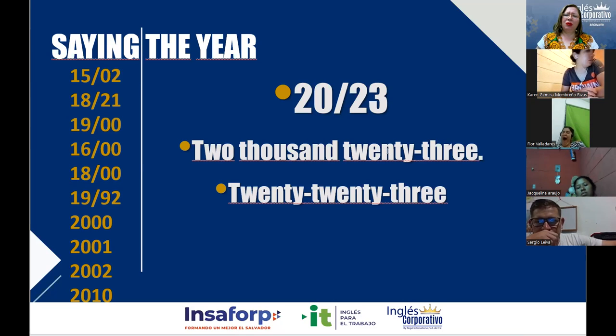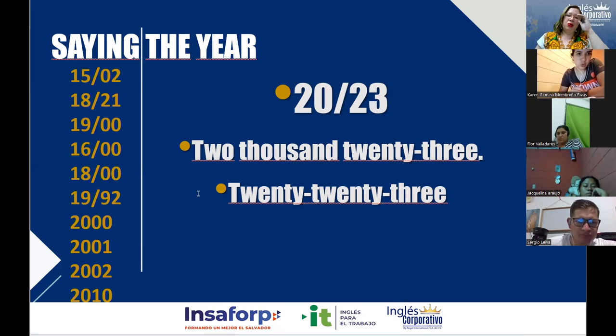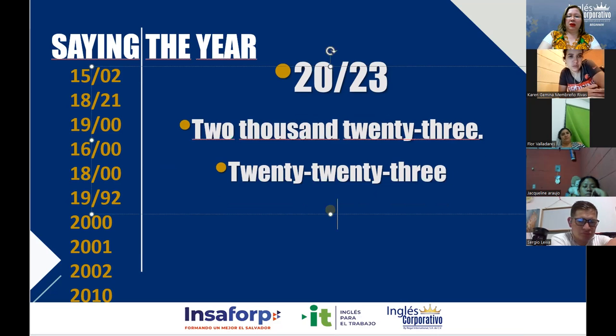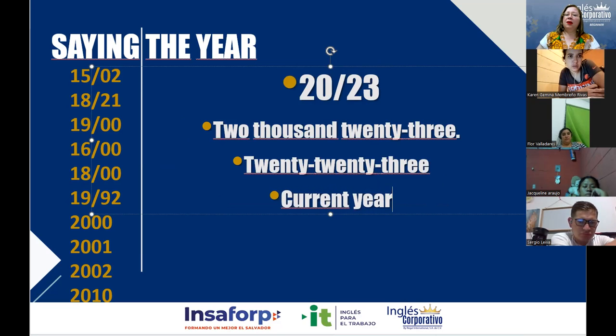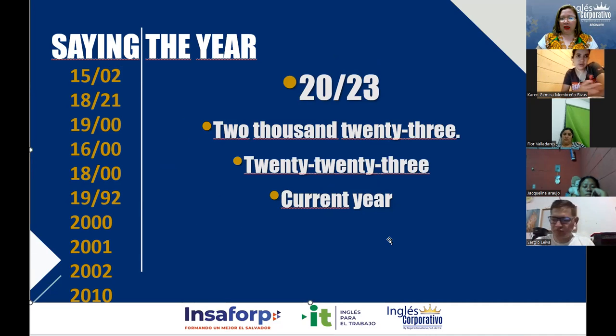But socially, they have a rule to say the year separating the two numbers apart, okay? We separate two numbers apart, so in this case, we'll say twenty twenty-three, okay? We divided this number into two parts. All right. Now, how do we say the other years? This is the current year, current. Current year means el año en curso, yeah? So what's the current year? The current year is 2023, okay?